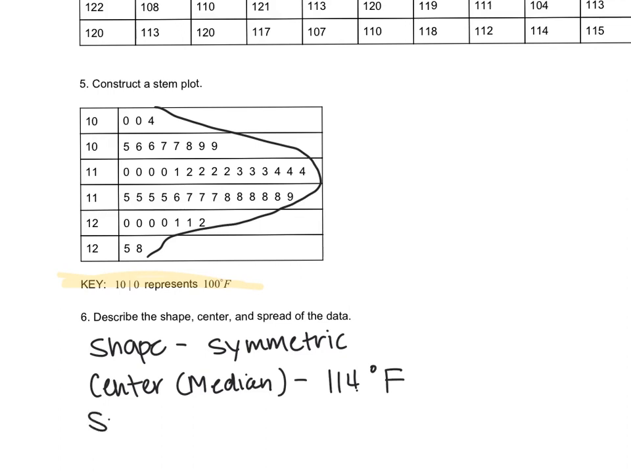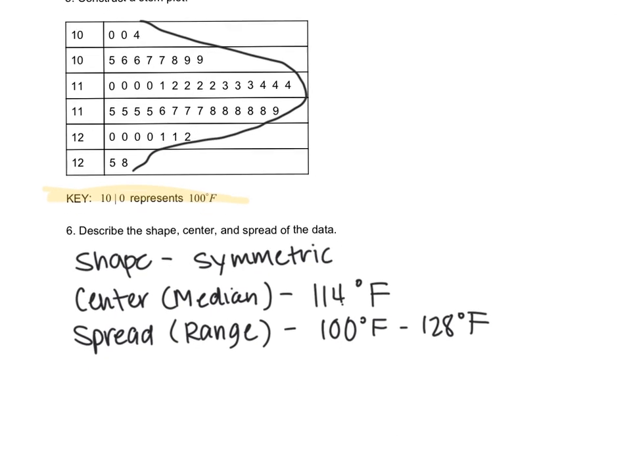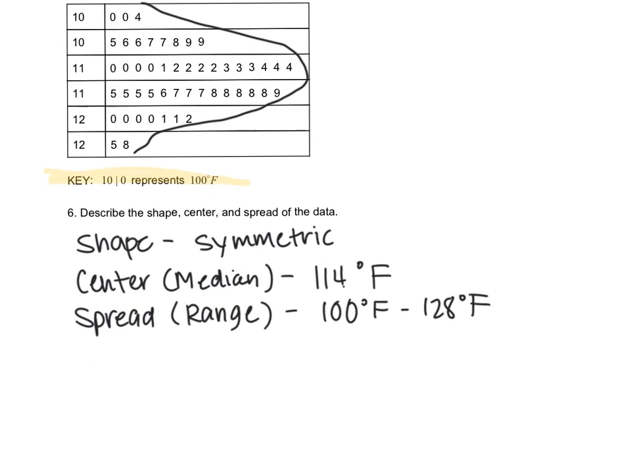And then lastly, we have the spread. So remember, spread is the same thing as the range. Okay, so the range, my lowest goes from 100 degrees Fahrenheit to my max 128 degrees Fahrenheit. You can also think of the spread as a single value. So I do the 128 minus 100, which gives me 28. So there's a spread of 28 degrees from my lowest to my highest value.